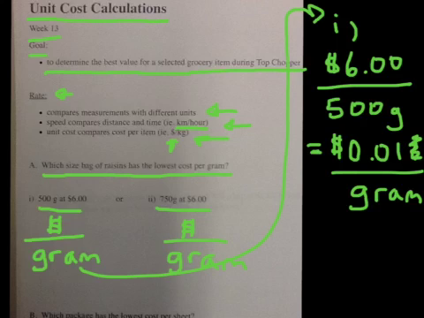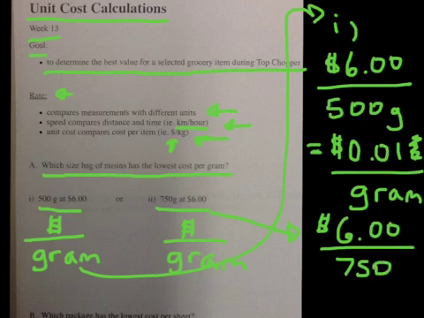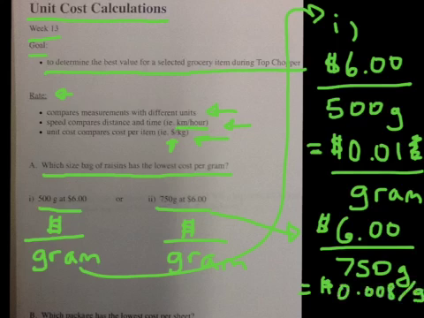Okay, so now we look at the second cost, and we've got for $6, we actually have 750 grams. And when we put $6 divided by 750 into the calculator, we end up with a cost of not even a penny per gram. So $0.008 per gram. So in fact, number 2 is the better deal, and it is at a cost of $0.008 per gram, or almost 1 cent per gram.